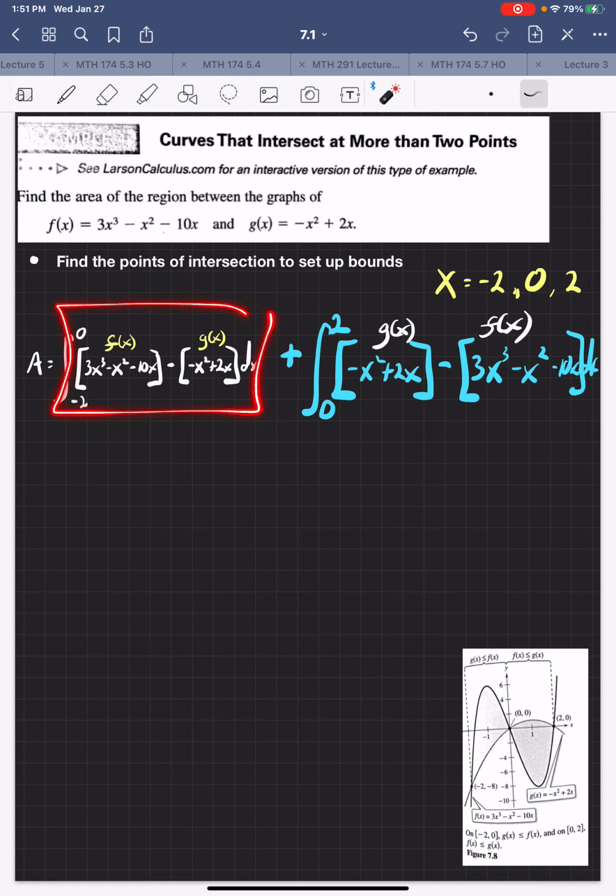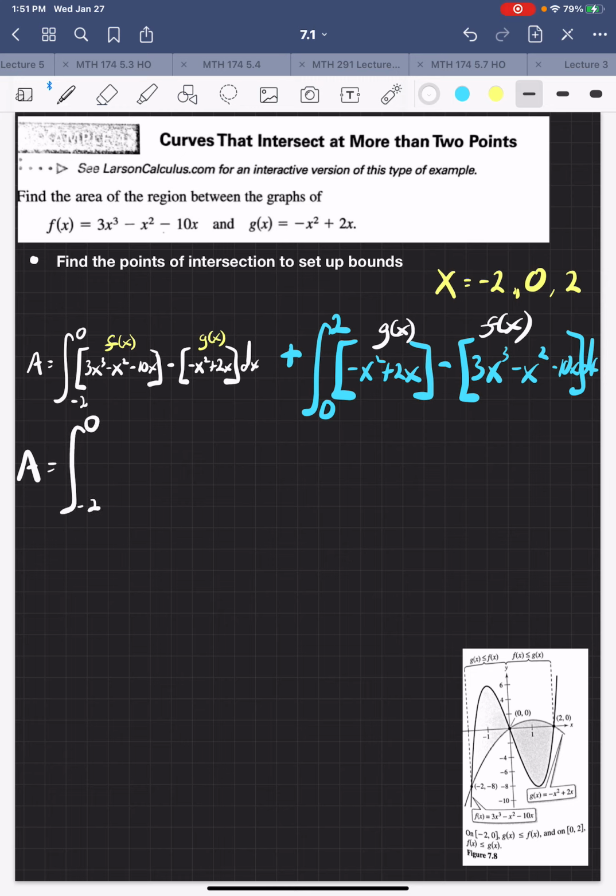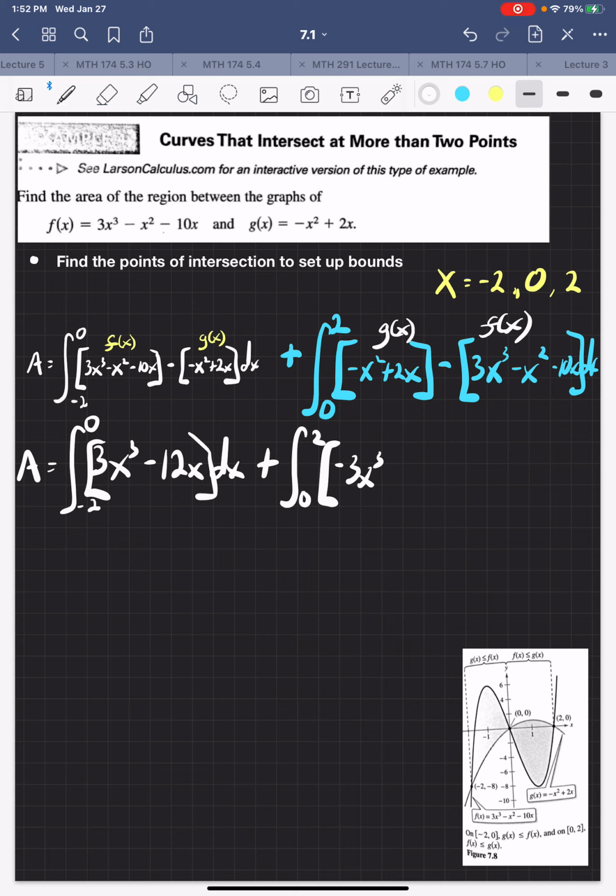So let's go ahead and combine like terms here. Let's see what that looks like. So from -2 to 0, if I combine like terms, I would be left with 3x cubed minus 12x. Now we're going from 0 to 2. Again, if I combine like terms, I would have negative 3x cubed plus 12x.